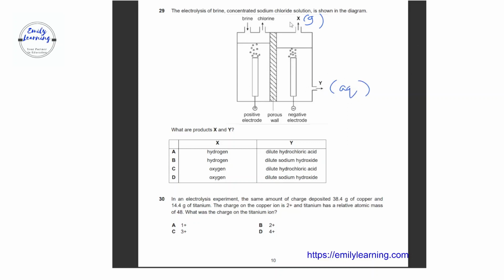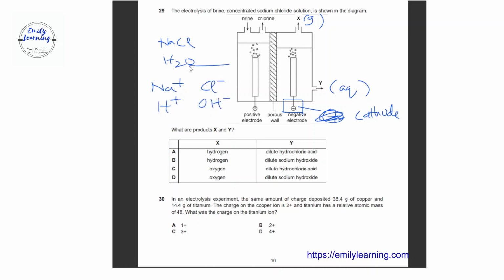If you look at both here, this is the negative electrode. That means this is the cathode. So in other words, it will attract cations, the positively charged ions. Now let's look at concentrated sodium chloride. It contains a bit of water and a lot of NaCl. So the ions present are Na+, Cl-, H+, and OH-.